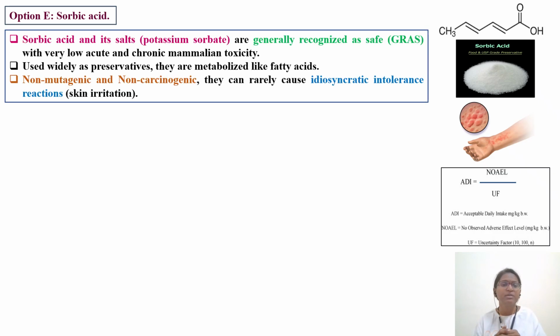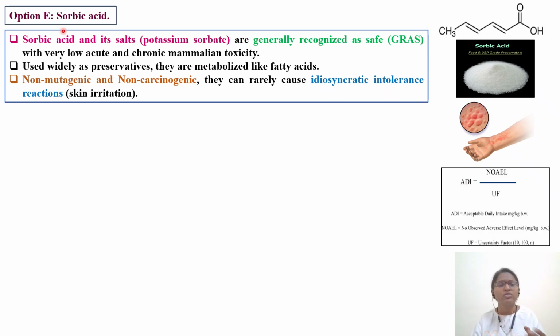Option E, we will be discussing sorbic acid and its salts. It exists in the form of potassium sorbate. This is also given GRAS status by the FDA, that's why it is not an unintentional food additive. It has very low acute and chronic mammalian toxicity. Because of the low toxicity only, the FDA always gives GRAS status to this type of preservatives or salts.